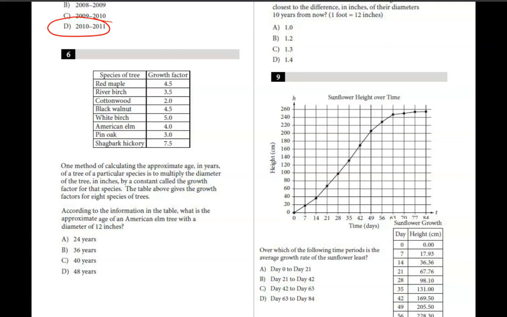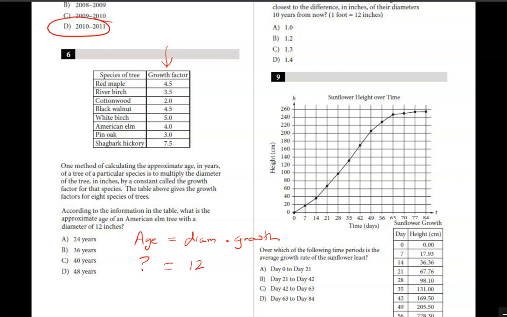Trees and growth factor. One method of calculating the approximate age is to multiply the diameter by a constant called the growth factor. So it looks like to find the age, you multiply the diameter times the growth factor. All right, and they give us growth factors right here. According to the information in the table, what is the age? So we don't know this.